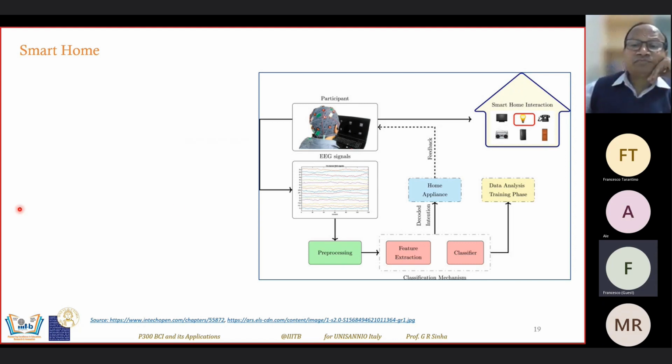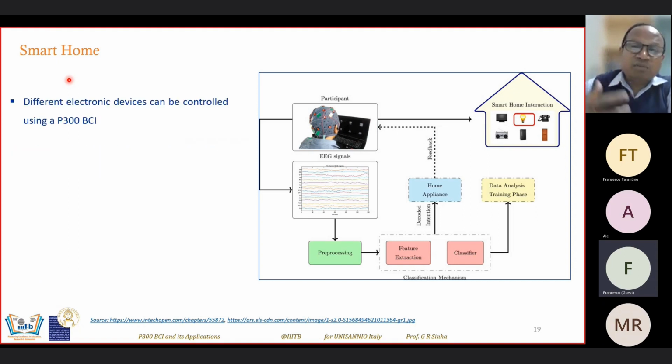Like smart home, you can see that the participant is having some reaction, and then EEG signal, and then data analysis, training phase, and that goes as a feedback stimulus, and actually that person is watching something, if you remember, that is very important. And based on that watching something, the person can control all these appliances which are there in the home, and therefore this is called a smart home, intelligent home.